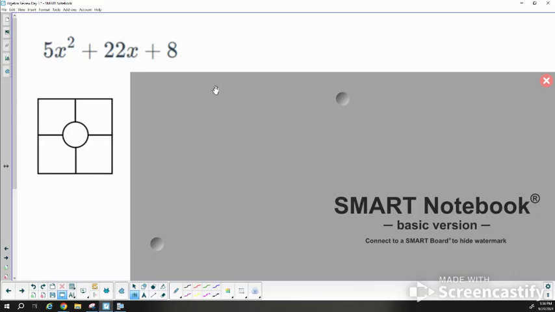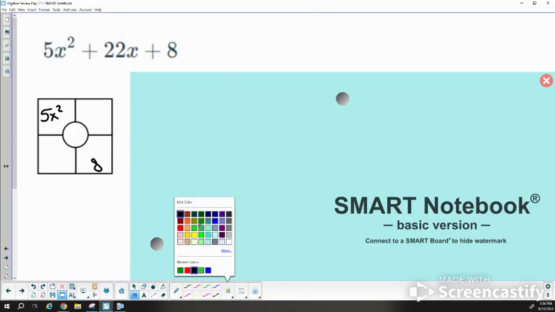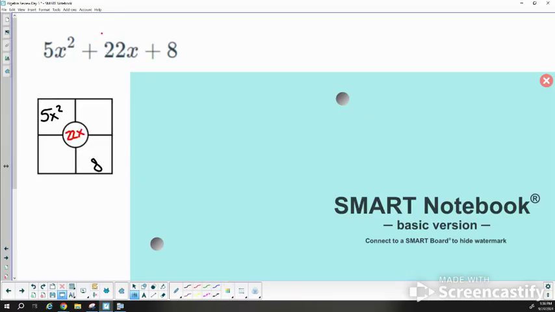Okay, let's go over it. So notice, some people like to fill in the box right away. I'm completely fine with that. 5x squared, 8, and then I usually do this in a separate color. I think I used red. 22x. That's our middle term.